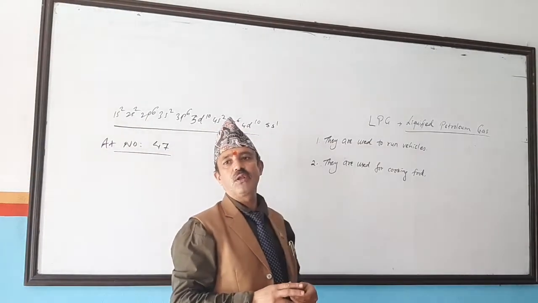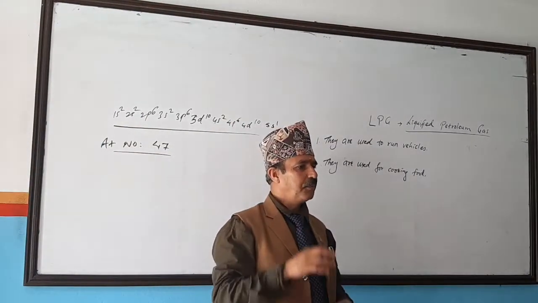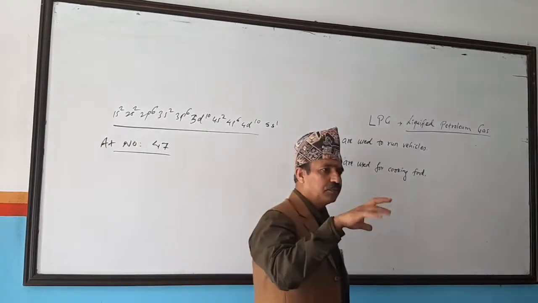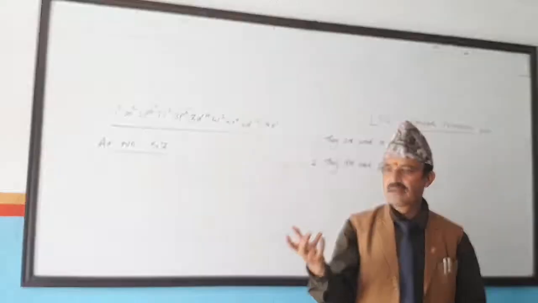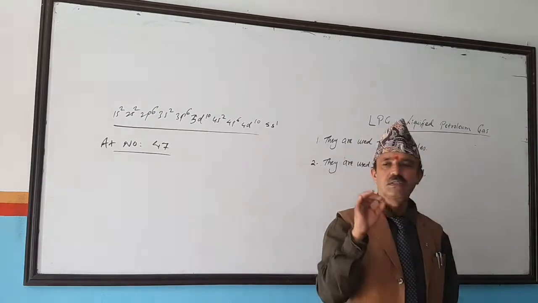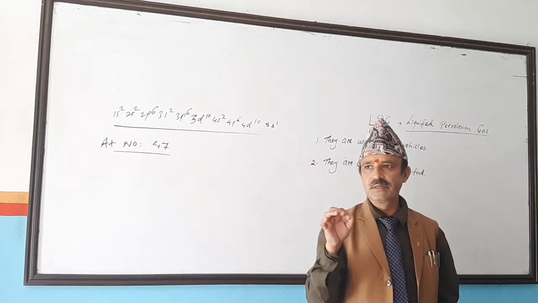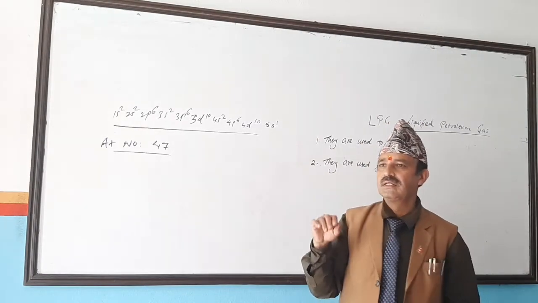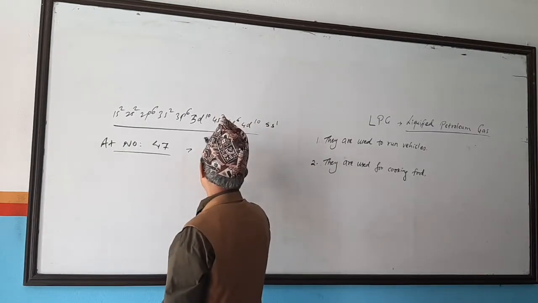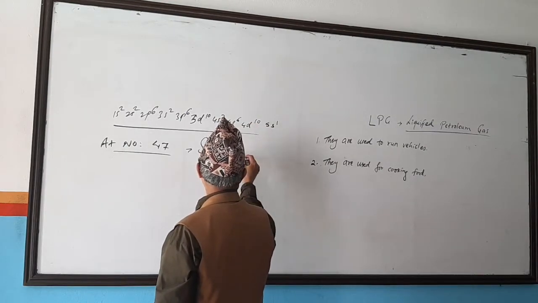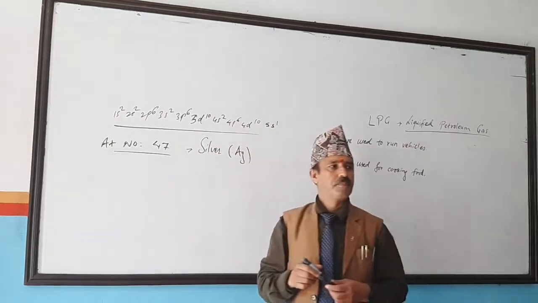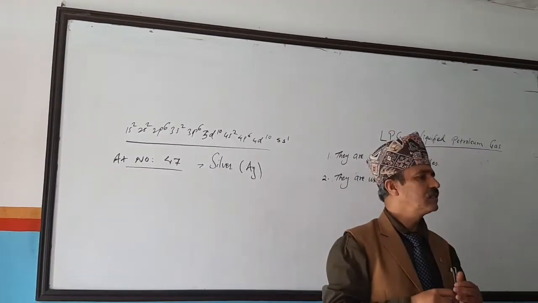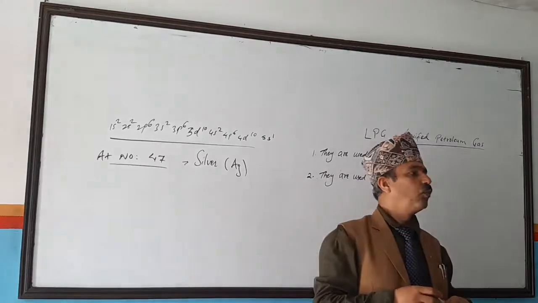Actually, there is one chapter called metals. There we have to learn 5 different metals: iron, copper, aluminium, silver and gold. Do you have any guess which element this is? This is none other than silver. Its symbol is Ag, from argentum, A-R-G-E-N-T-U-M.